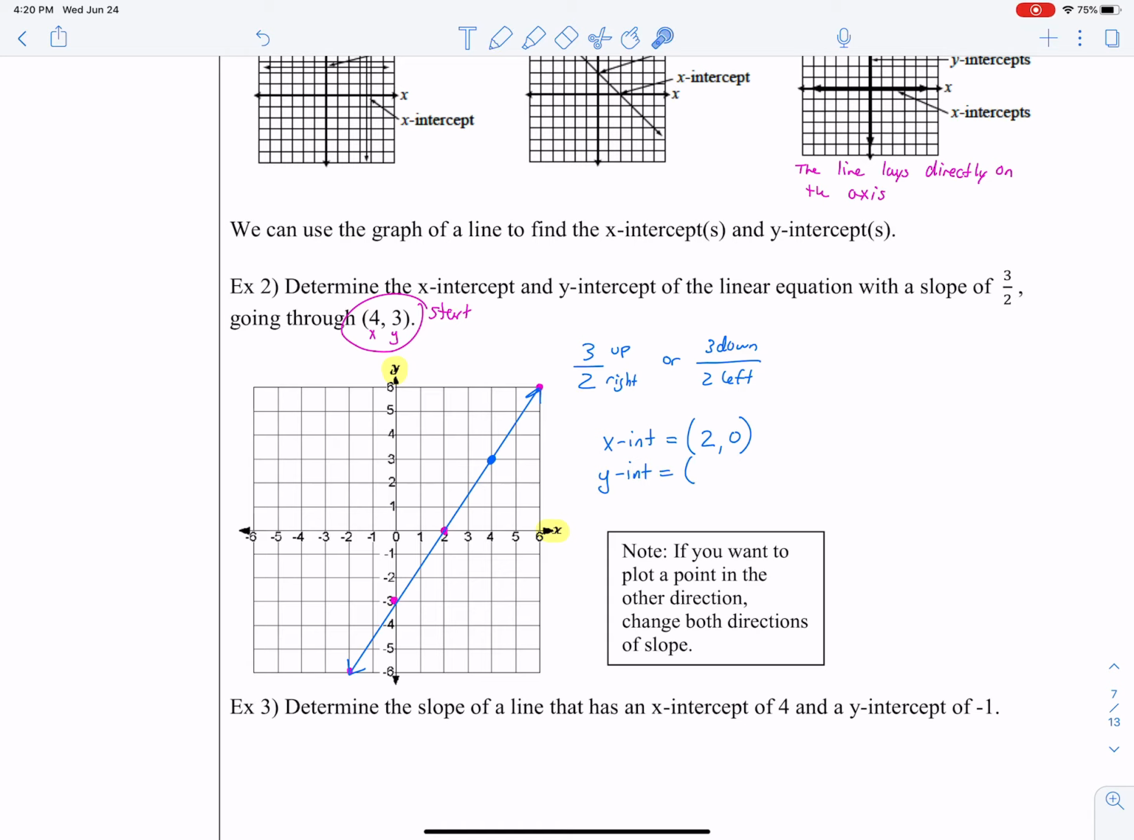okay, I'm going to look at my y-axis. So here we have -3, so that's going to be in the y position. So we go 0, -3. Okay. Whoops. So this is my final answer for this question.